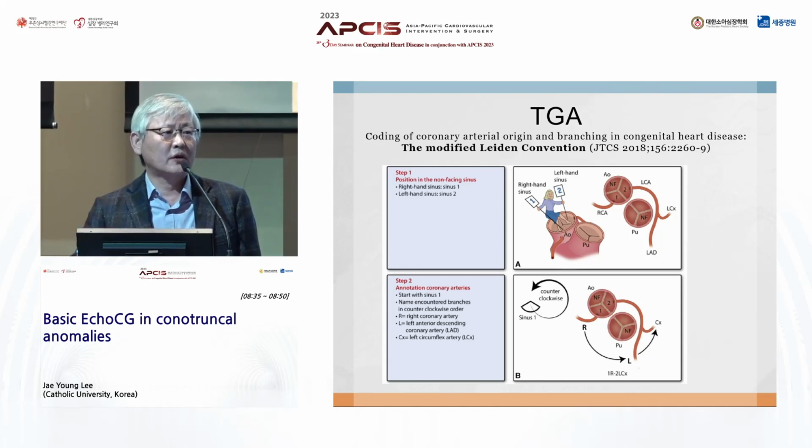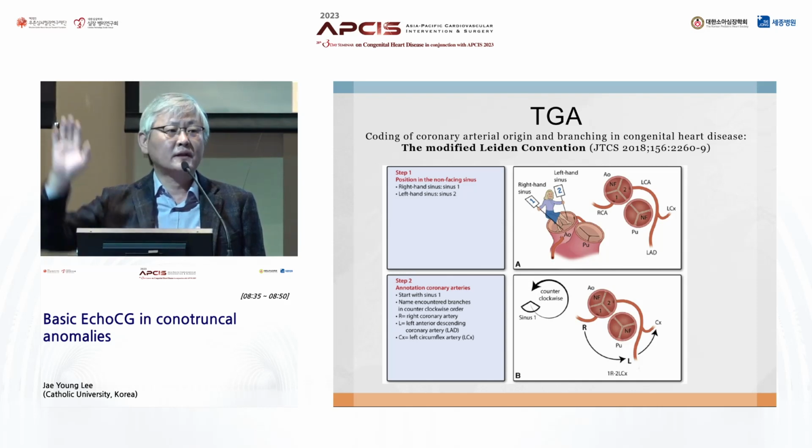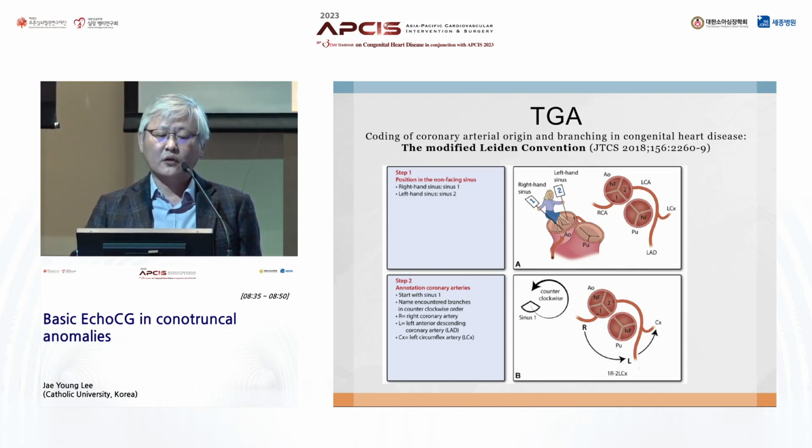You can describe coronary anomaly systematically by the modified Leiden convention. You all know that the facing sinus here is the pulmonary trunk. The right-hand facing sinus is sinus 1, and the left-hand facing sinus is sinus 2. So describe the coronary artery origin and branching pattern: start from sinus 1, in this case, R, dash means different sinus, and 2 from L, CX, counterclockwise, stepwise description.